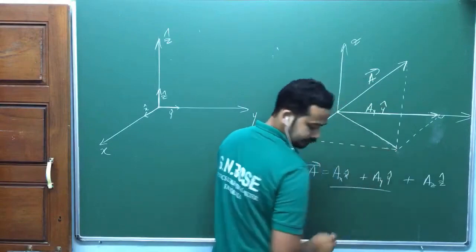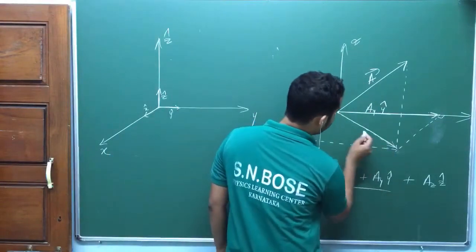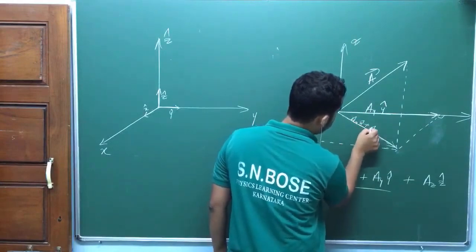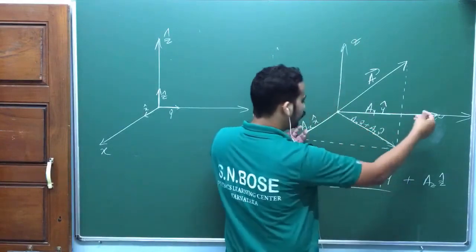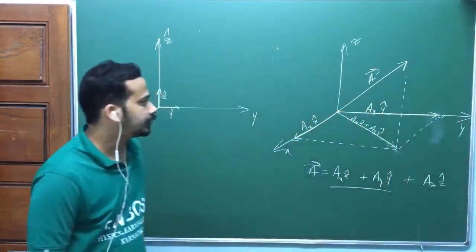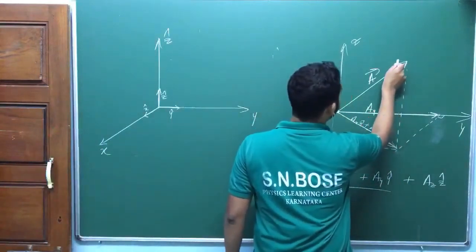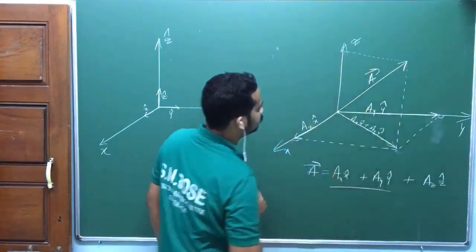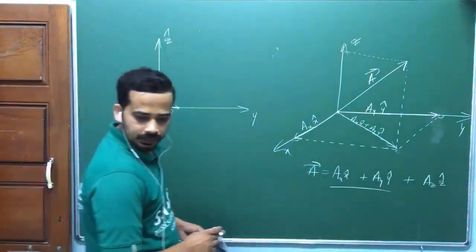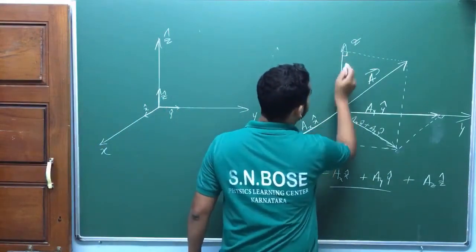Check this out, on the xy plane. What is this one? Ax into x cap plus ay into y cap. If you add any two vectors on the xy plane, you will get a vector on the xy plane, isn't it? And one more, what I do is I am going to draw a perpendicular to the z axis. Can you imagine that one? This is a perpendicular, okay?